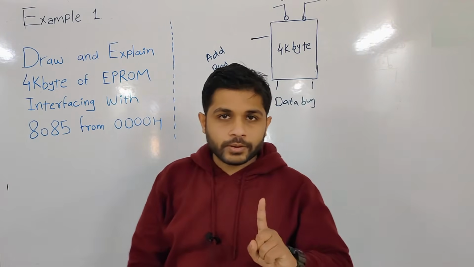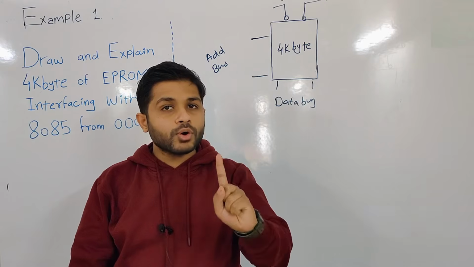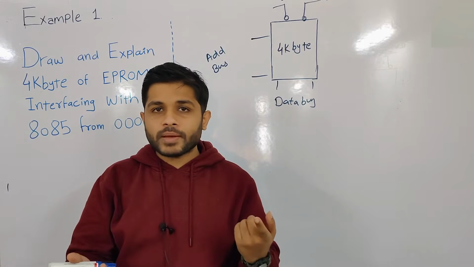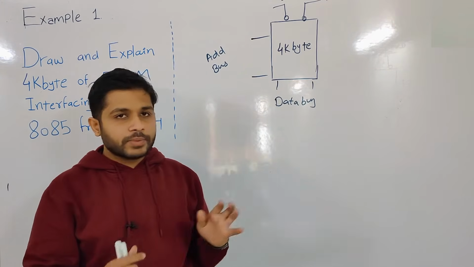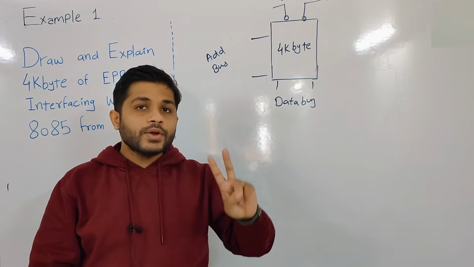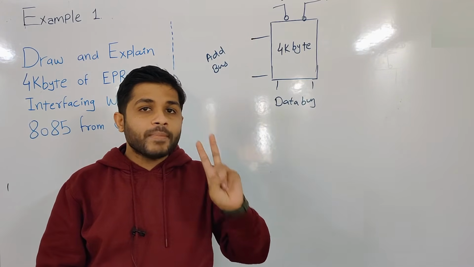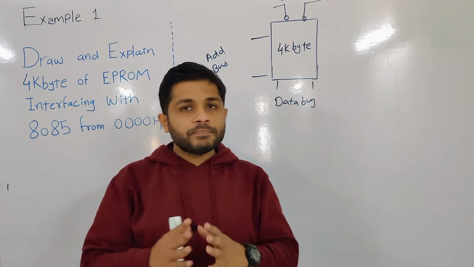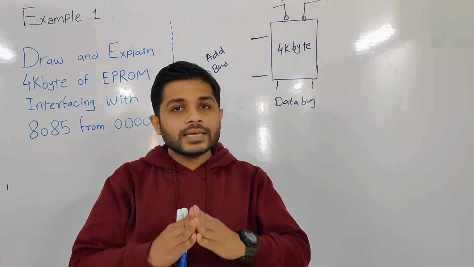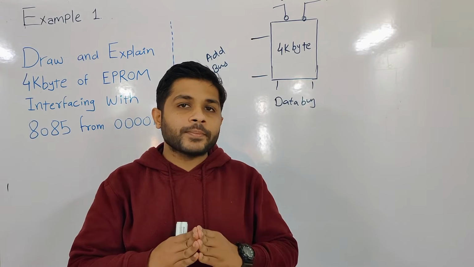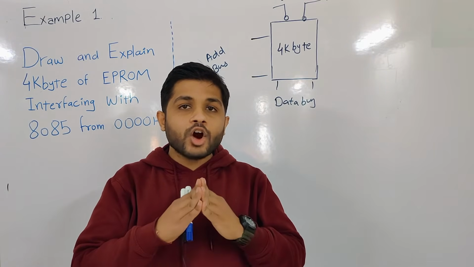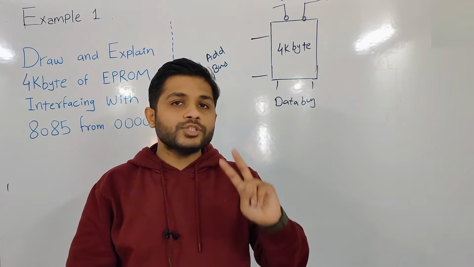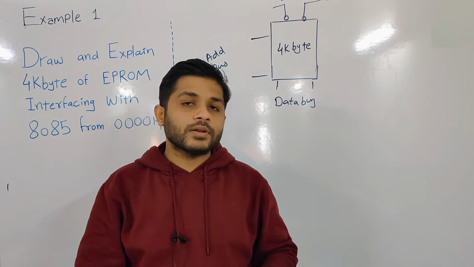So the first step is completed. What was the first step? The first step is to draw a memory, and there can be multiple memories asked, or there can be only one memory asked. In the second step, we are going to draw a memory map table. What is a memory map table? Using the memory map table, we are going to find the starting and the ending address of the memory, and also how many address lines are required for the memory. So let's perform the second step, which is to draw a memory map table.